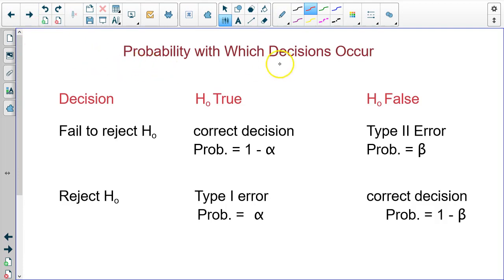All right, the probability with which decisions occur. If we fail to reject when it's true, this is the correct decision, and the probability of that occurring is 1 minus alpha. Does that look familiar to you? Haven't we been working with 1 minus alpha? What do we call that?